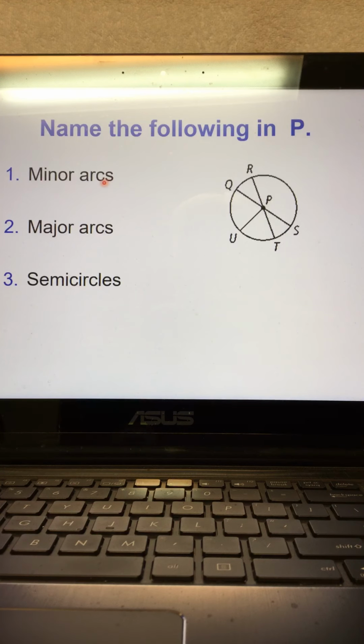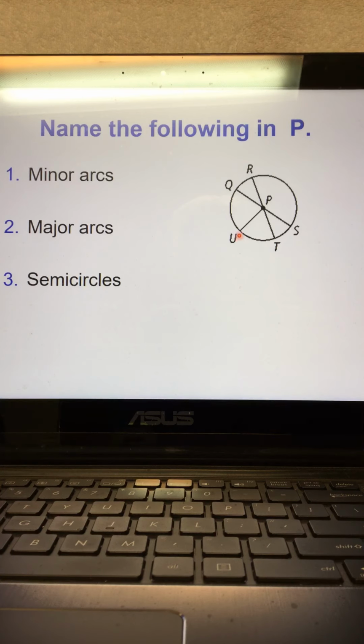It says name some minor arcs. So while you were doing this in your notes, you should have tried to name some minor arcs. We'll just name a few together. Q to R would have worked. R to S, anything that's less than a semicircle works. S to T, T to U, U to Q.